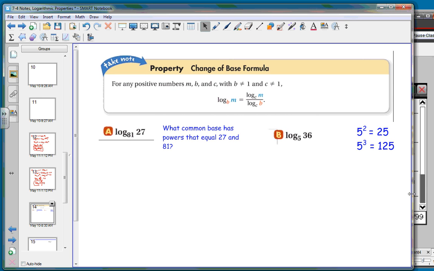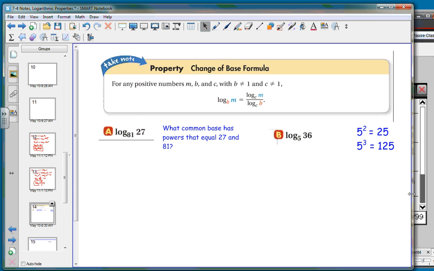Okay, here we go. This is still Chapter 7-4 continued. Today what we're going to be talking about is the change of base formula. The change of base formula is used to evaluate any logarithm that you have.